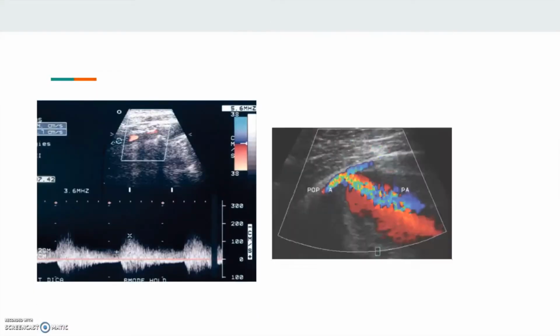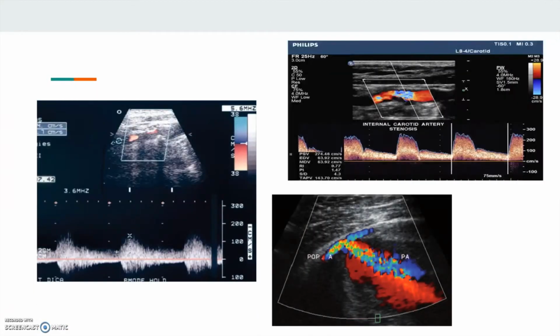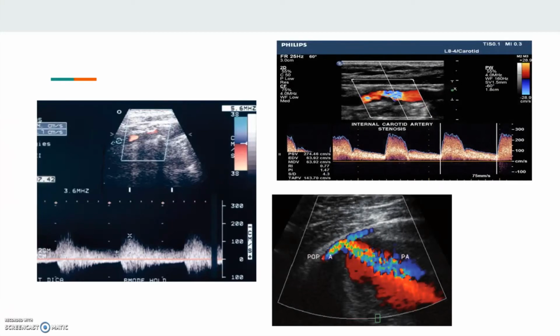And here are some images, examples of turbulence.